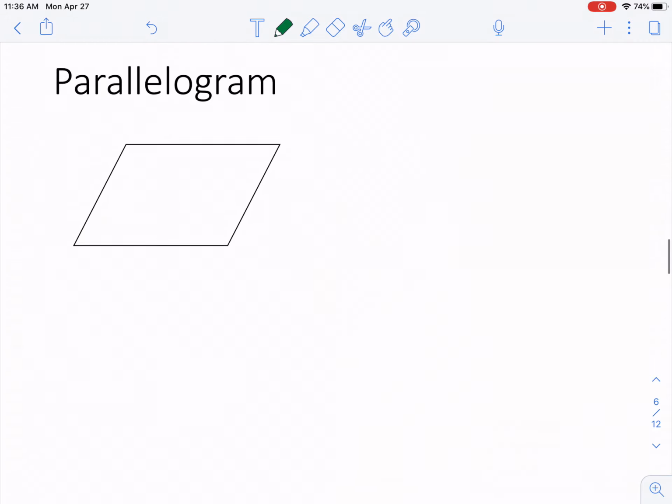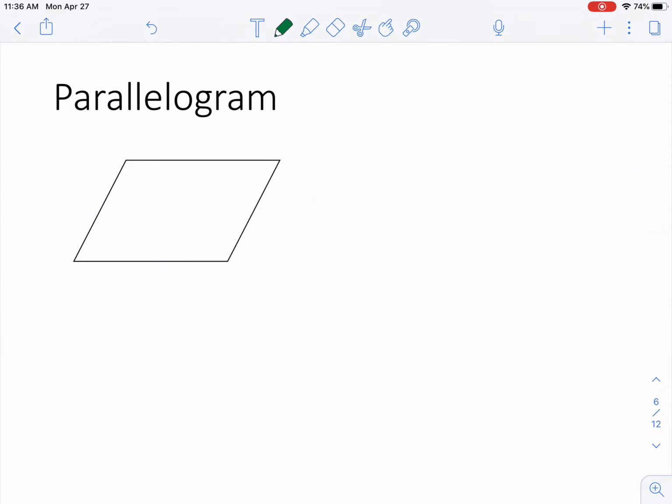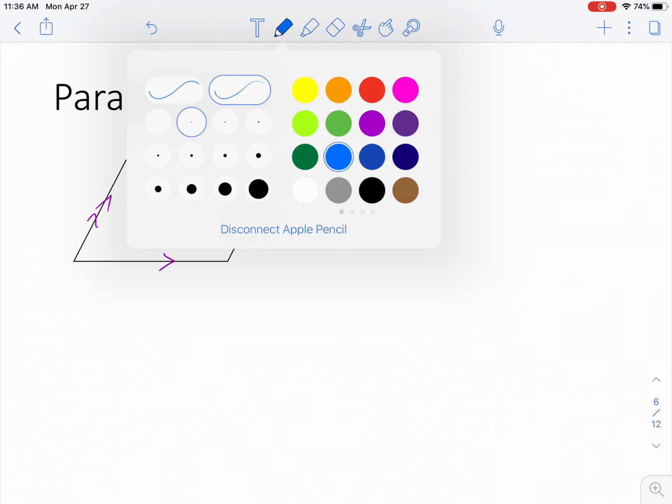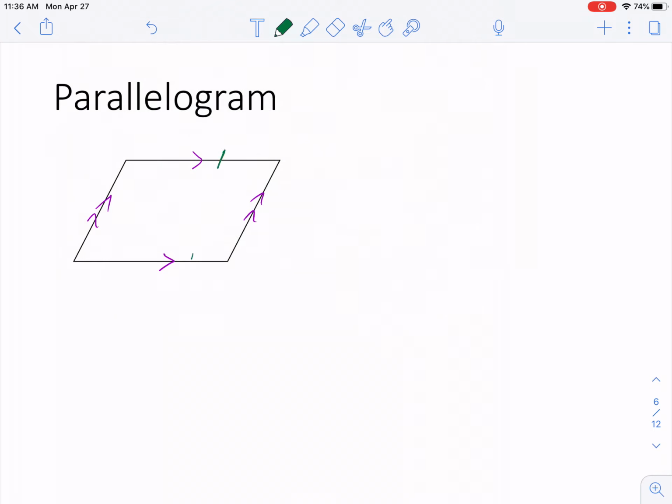All right, so what's a parallelogram? To me, a parallelogram is a rectangle that got squashed or pushed sideways. So parallelograms: opposite sides are parallel to each other. Okay, opposite sides are parallel. Opposite sides are also congruent, meaning they're the same length. But what they're not is they do not necessarily intersect at 90-degree angles.